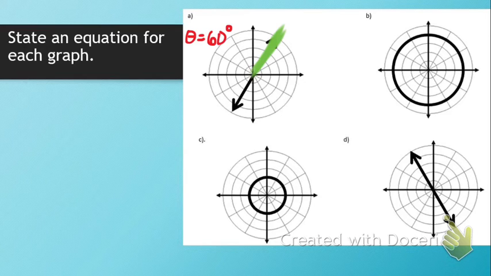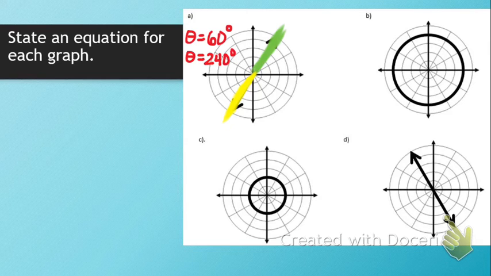But remember, there's two different ways. We could also name this piece. So what would this angle be for this one? 240. So on a polar, theta equals 60 and theta equals 240, they're the same.